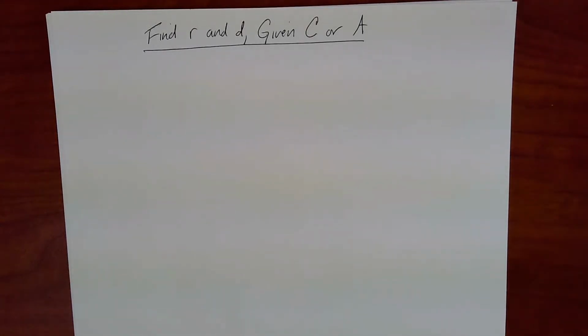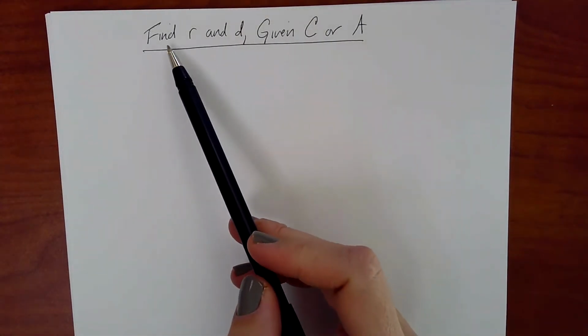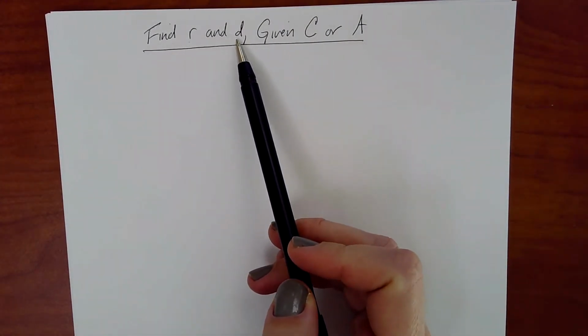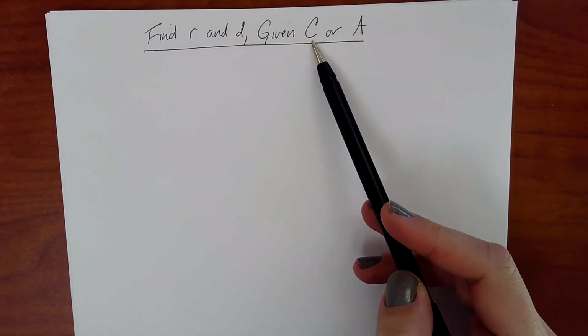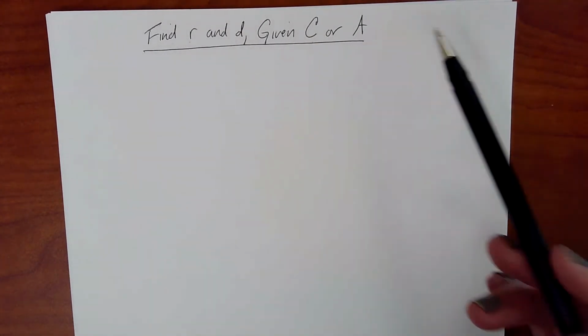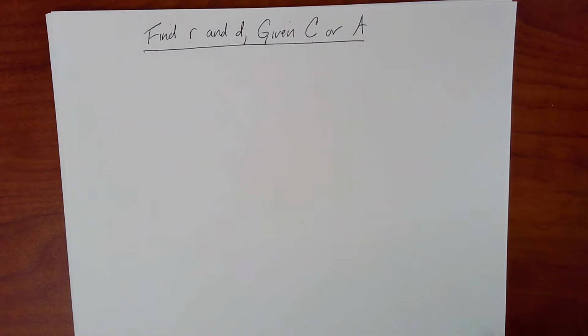Find R and D given C or A. Sounds like a secret code, but really you're going to be able to find the radius or the diameter if I give you the circumference or if I give you the area. So you're kind of going to be able to work backwards just by using the formula.